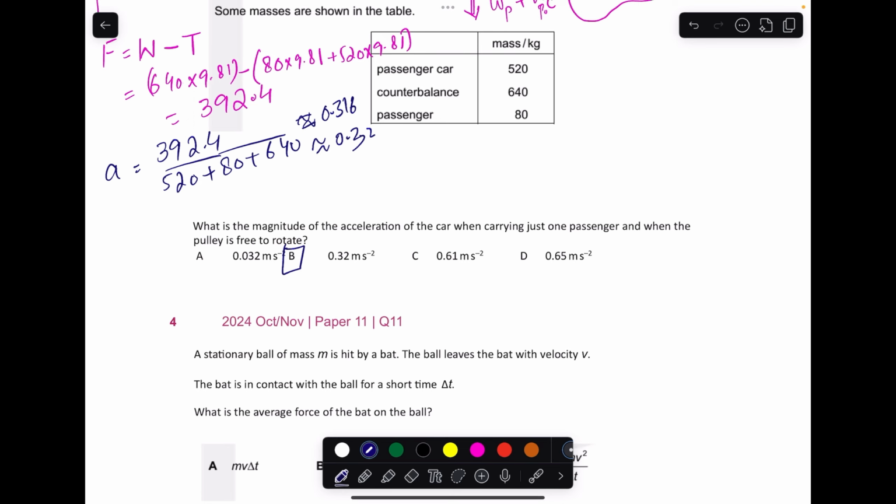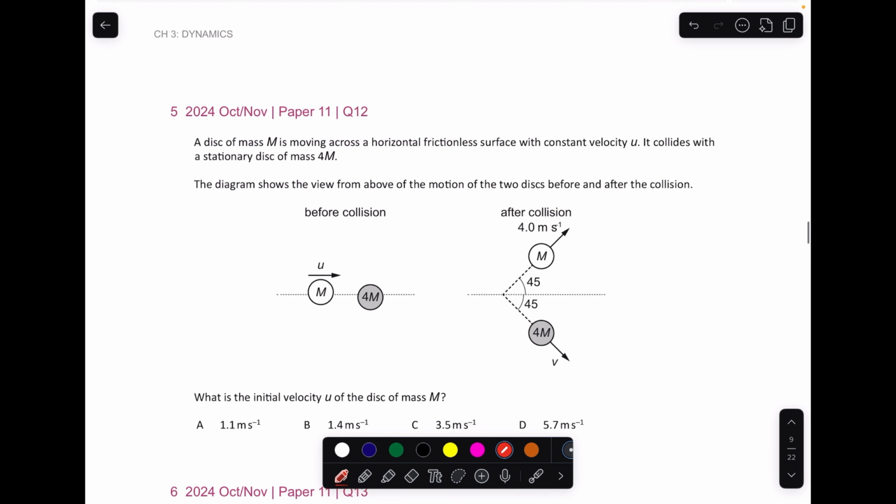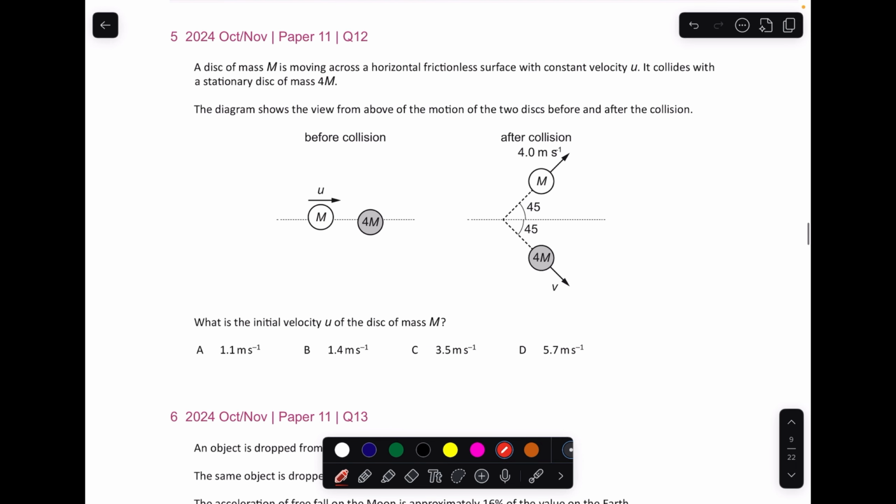Okay. In the next question, a stationary ball of mass m is hit by the bat. The ball leaves the bat with the velocity v, and the bat is in contact with the ball for the time delta t. The average force you have to tell. We know that average force is change of momentum per unit time. So change in momentum is m into v over delta t. It can be written like this. It's option B.